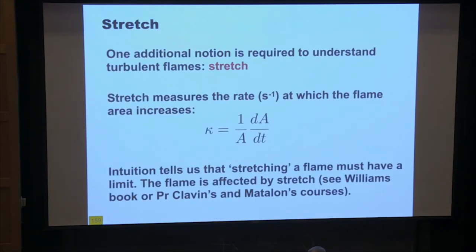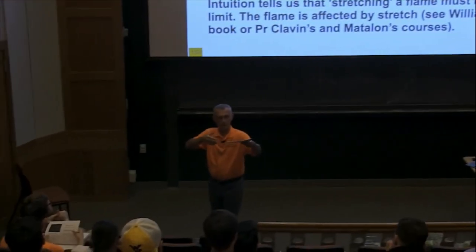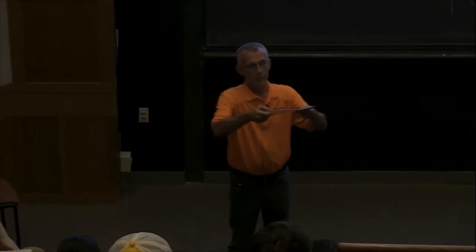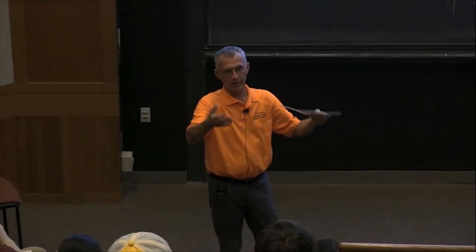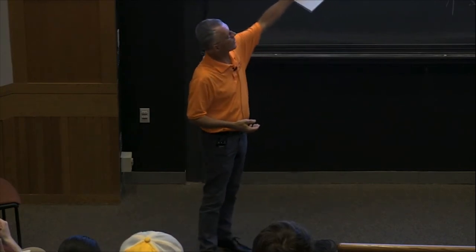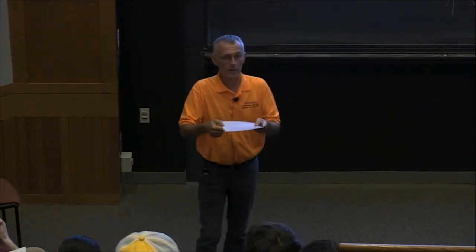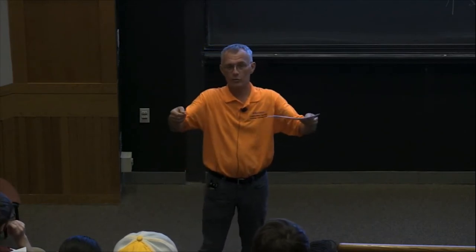Now, I need to talk about stretch. Okay, I don't think we talked about stretch for the moment. We'll talk about it a lot when we talk about turbulent flames. Stretch is a strange quantity. It's a quantity which has a dimension seconds minus 1, and it's 1 over A dA/dt, where A is the flame surface. In combustion, what we see quite often is that if you take 1 square meter of flame and you put it in a certain flow, it can become 2 square meters. It has been stretched, okay? The speed at which you go from 1 to 2 is the flame stretch in seconds minus 1. If it is 1 second minus 1, it means in 1 second, I'm going from 1 square meter to 2 square meters.